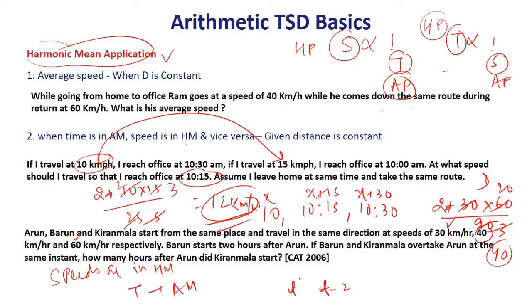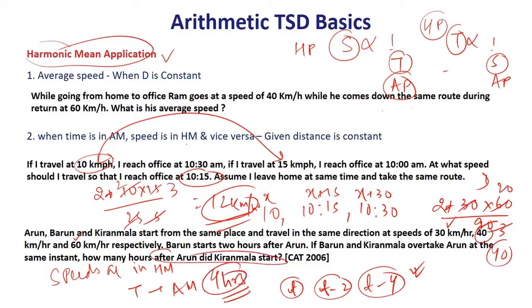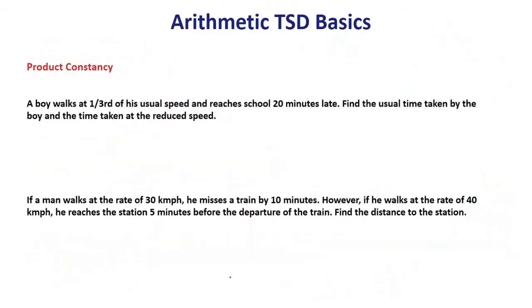So let's say Arun takes T hours, Barun takes T minus 2, then Kiran Mala must take T minus 4 for this to become an AP. So after how many hours did Kiran Mala start? 4 hours. I hope this is clear to you. So brilliant CAT question solved with such ease. I hope you enjoyed it. Let's move forward and see a few more applications.